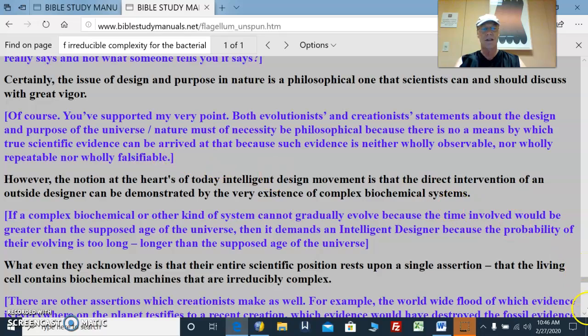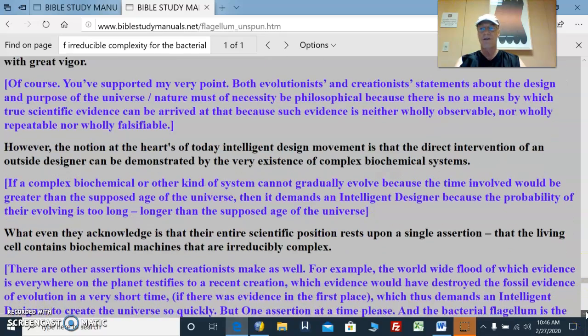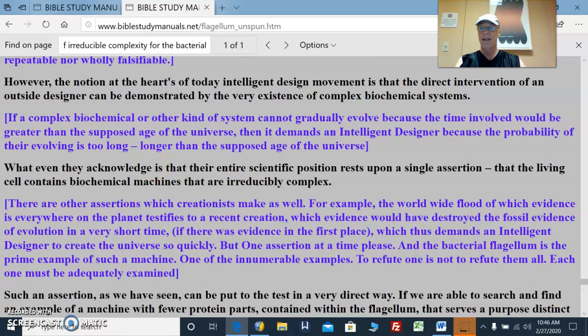I don't know a scientist that's more than 100,000 years old to be able to do that. It has to be millions. However, the notion at the heart of today's intelligent design movement is that the direct intervention of an outside designer can be demonstrated by the very existence of complex biochemical systems. And so far, this is the best example. Not scientifically, philosophically, but with a lot of scientific weight in its direction.